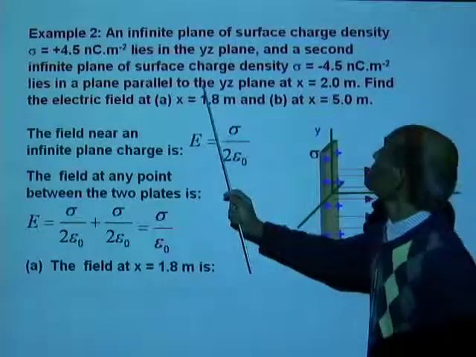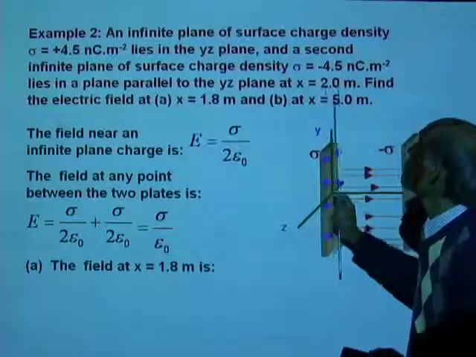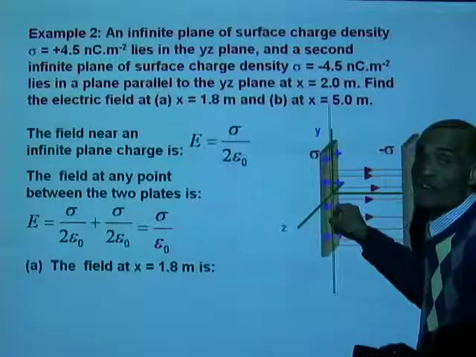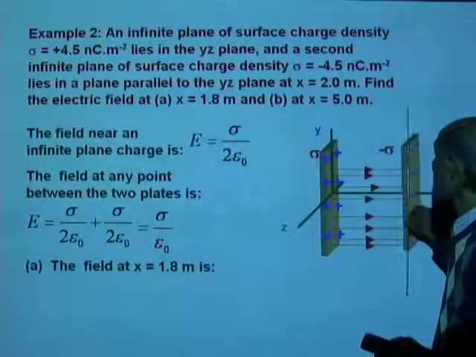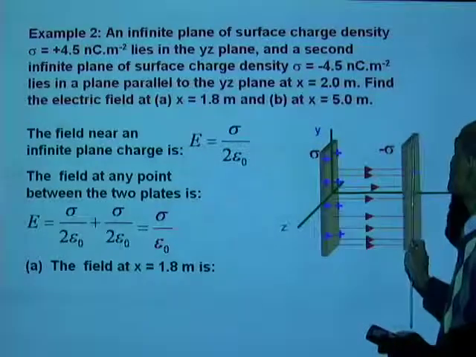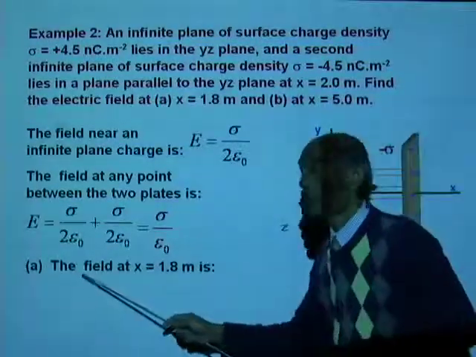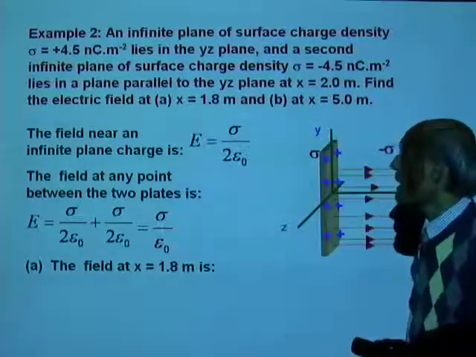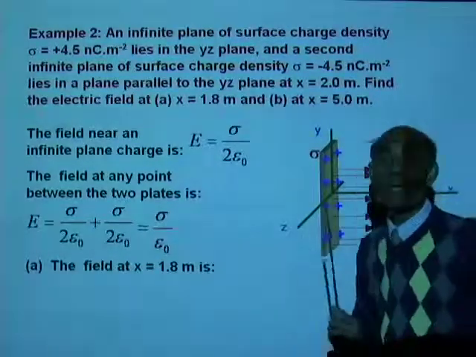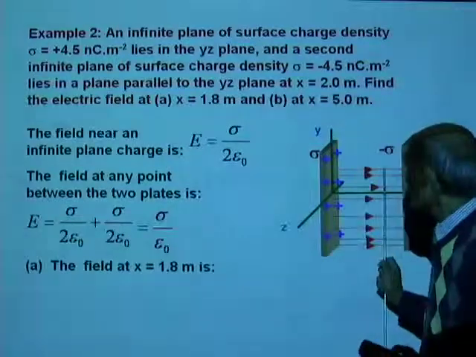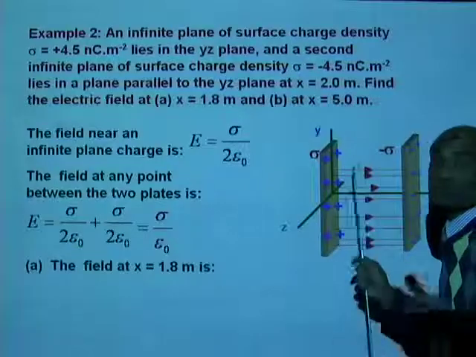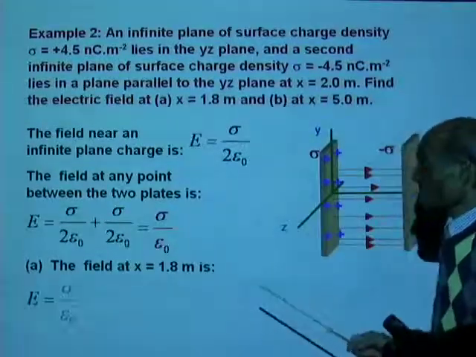Well, the distance between the two planes is 2 meters, because the first plane is at the origin and the second plane is at x equal to 2 meters, and therefore we need to find the electric field at x equal to 1.8 meters. Where is that point? X equal to 1.8 is inside the two plane surfaces.